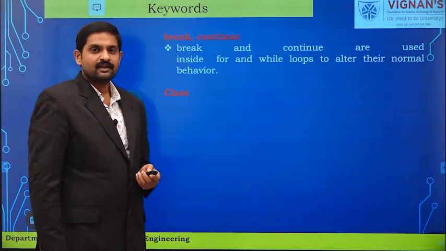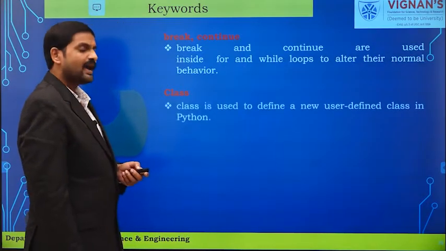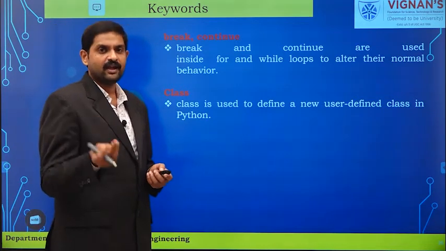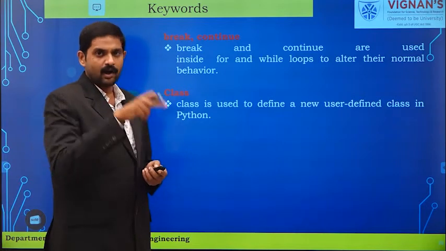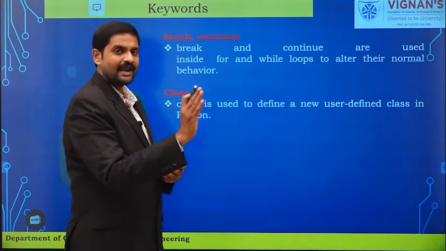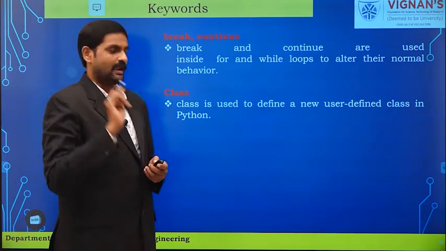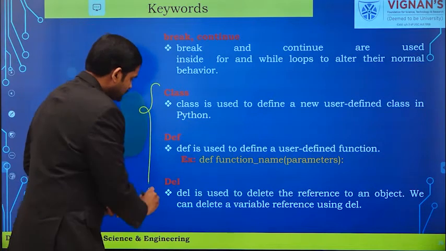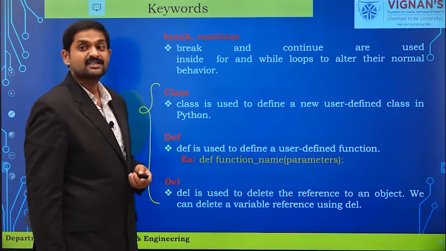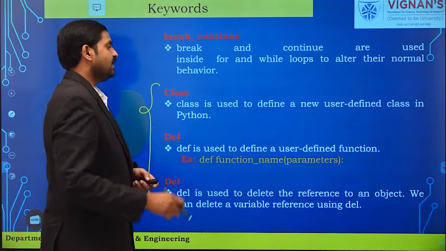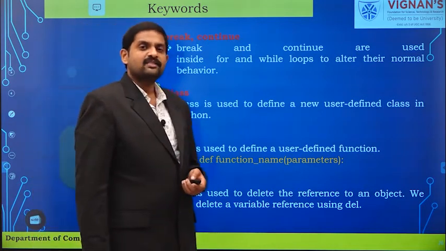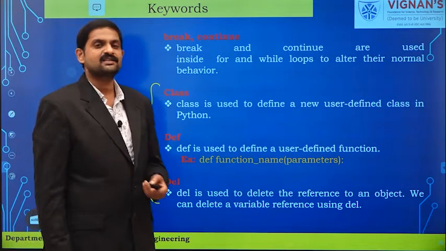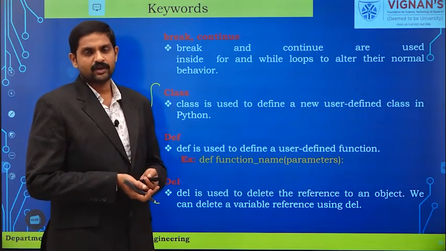Next, class. Here I would like to explain the three keywords first. Later I will take a common program on all those three keywords. Those are the class, def and del. On these three keywords I will show a small example. Class. It is used to define the user defined class. You all know what the class is? Class is the collection of the objects.